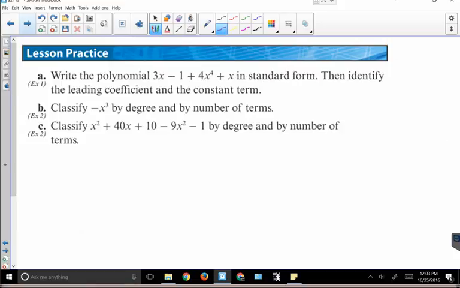Right. First thing I got to do is write this in standard form. So, what would this be written in standard form? Yep.